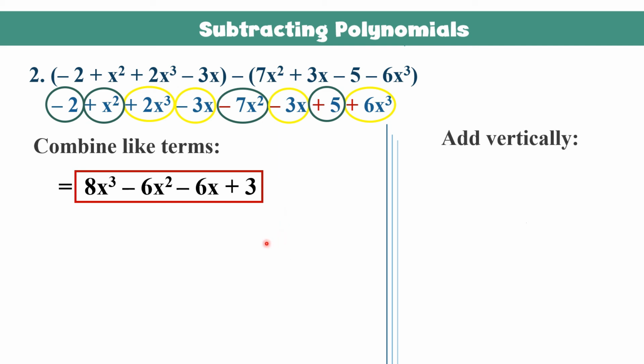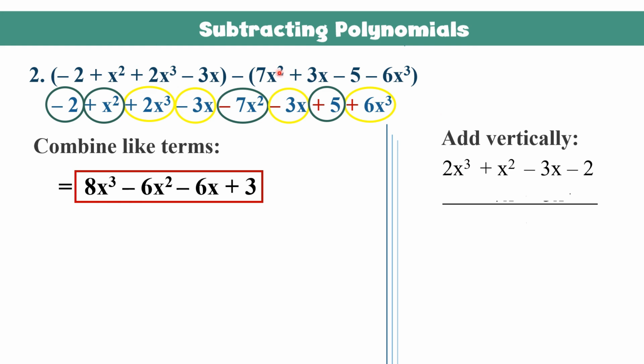Again, this is similar in adding them vertically. Before you start subtracting them, you have to arrange this first in standard form. So let us start with the first polynomial and copy first the term with the highest exponent. So we have here positive 2x cubed. And then, after that, we have here positive x squared. We may write positive x squared. Then, after that, negative 3x here, and negative 2.